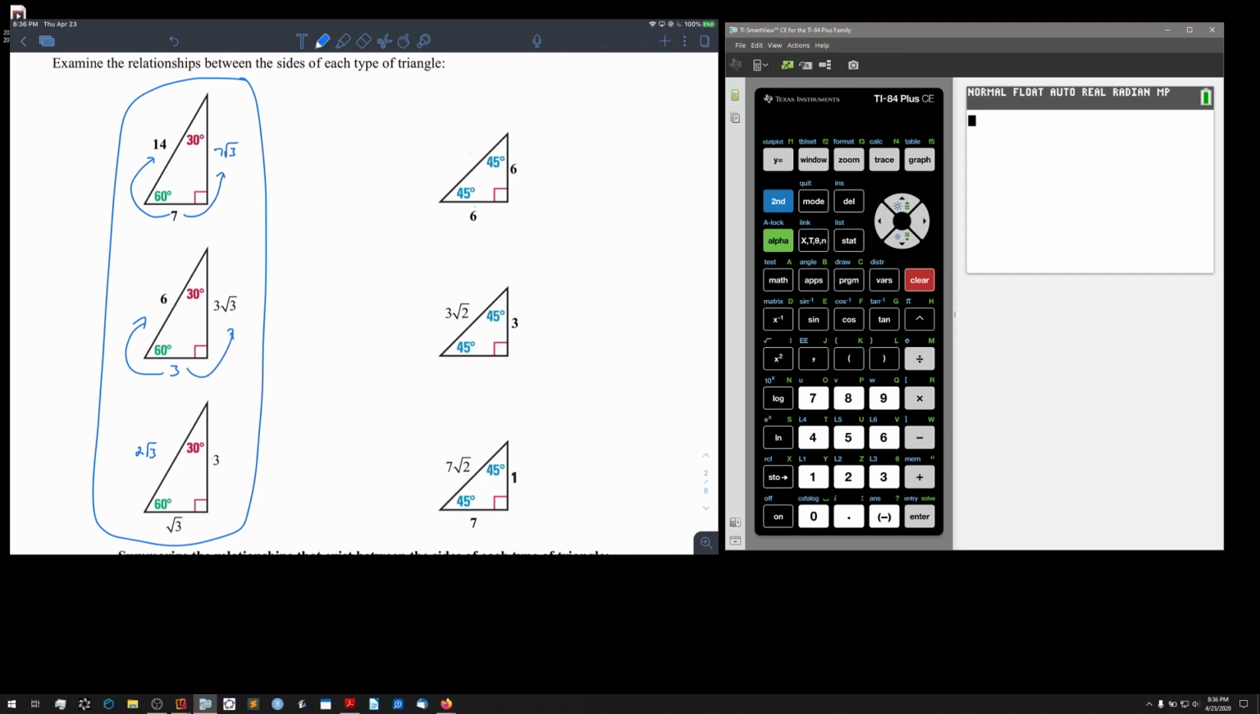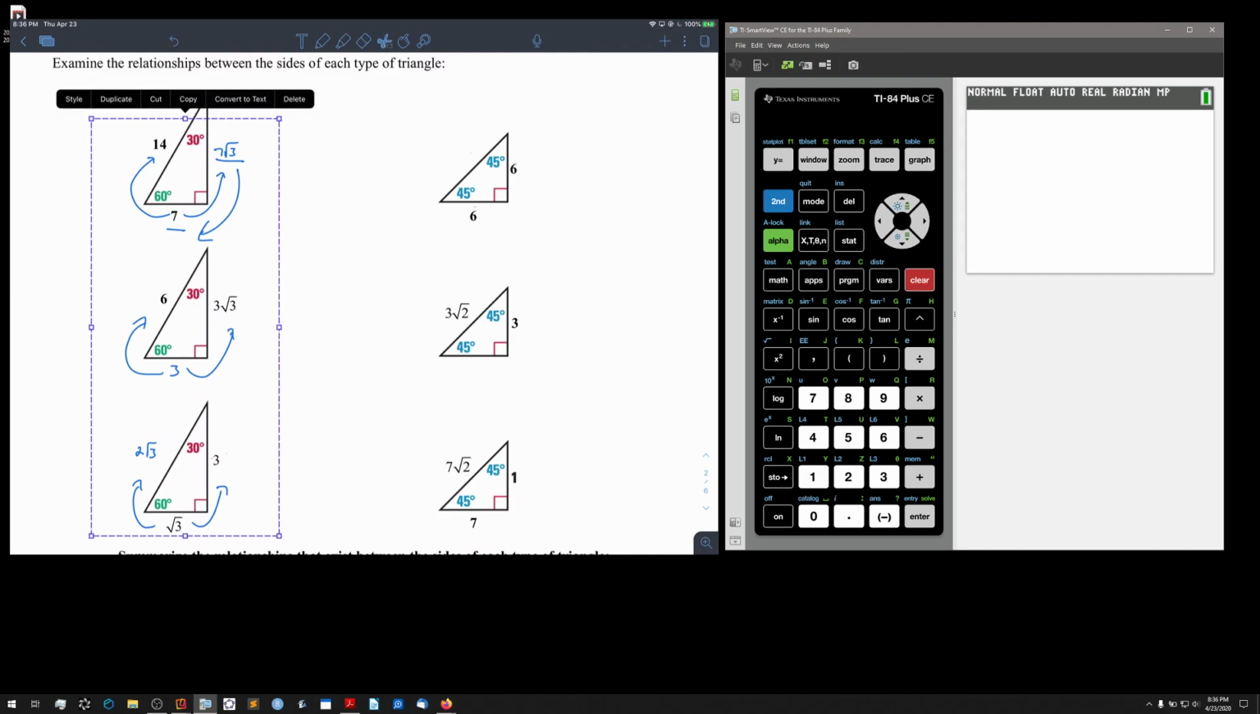Now, how do I go from here to here? That's not so easy. That's more tricky, and I don't think that's necessary. But how do I go backwards from 7 root 3 to 7? I just divide by root 3. And you can see that the pattern holds here. Multiply by 2, multiply by root 3, and vice versa.